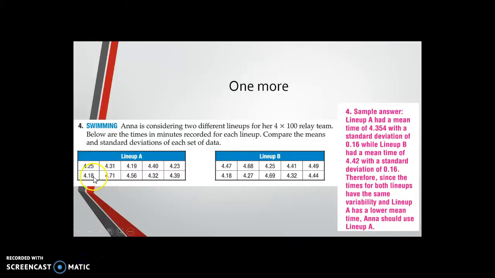So what I'd like you to try on your graphing calculator is compare these two lineups. I believe, yep, these are swim teams. So these are the recorded times for each lineup. You can see the answer here, but see if you can get the same thing on your calculator. See what their average time is and how much it varies. And I think you'll see a difference there.